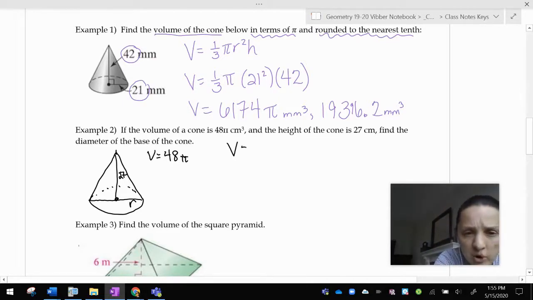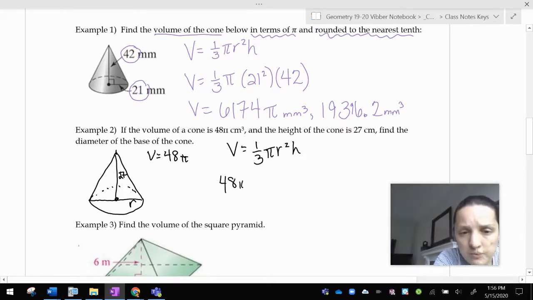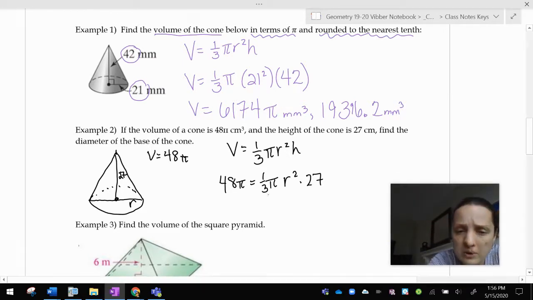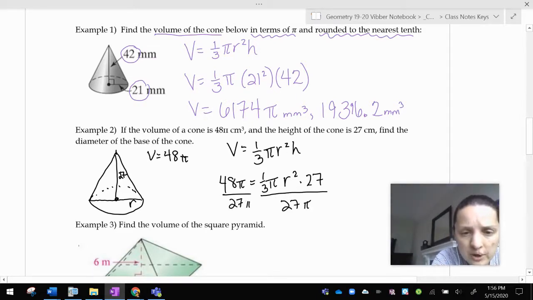So let's see, the volume of the cone is supposed to be 1/3 pi r squared h. Well, the volume they gave us was 48 pi. I do not know the radius, but I do know that the height is 27. Now they want us to solve for the diameter of the base, so I'm going to find the radius and double it. First, I'm going to divide both sides by 27 pi so that I can isolate this r, because the pi's would divide and the 27s would go away.